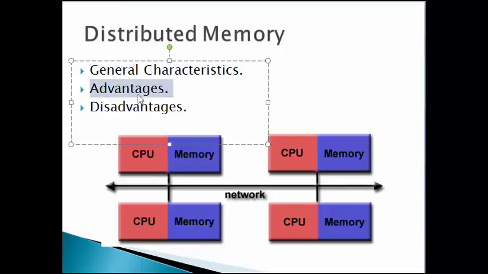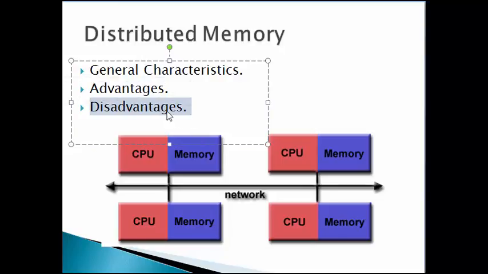Advantages. 1. Memory is scalable with the number of processors. Increase the number of processors and the size of memory increases proportionately. 2. Each processor can rapidly access its own memory without interference and without the overhead incurred with trying to maintain global cache coherency. 3. Cost effectiveness: can use commodity, off-the-shelf processors and networking.